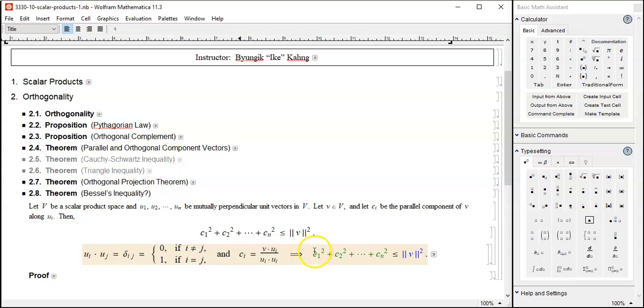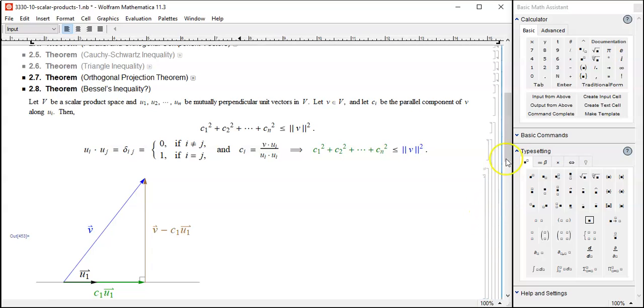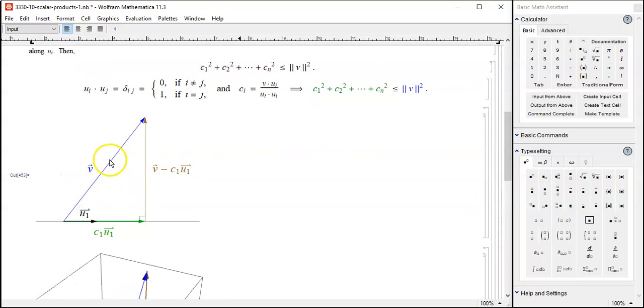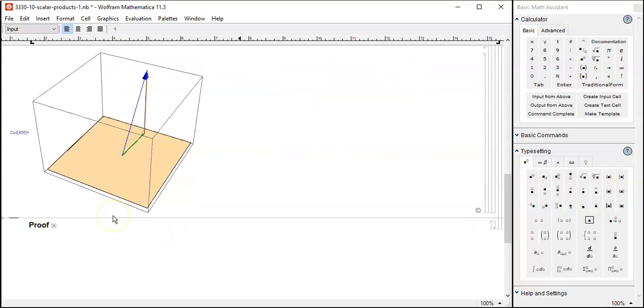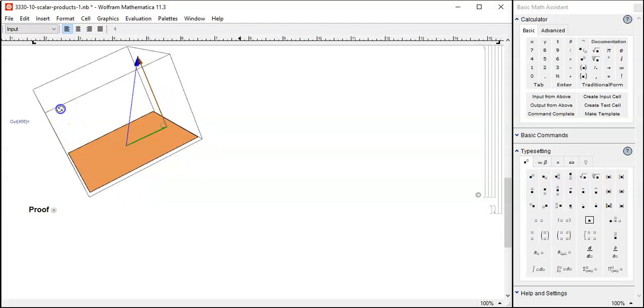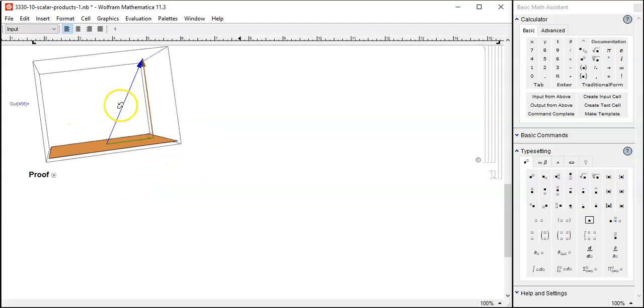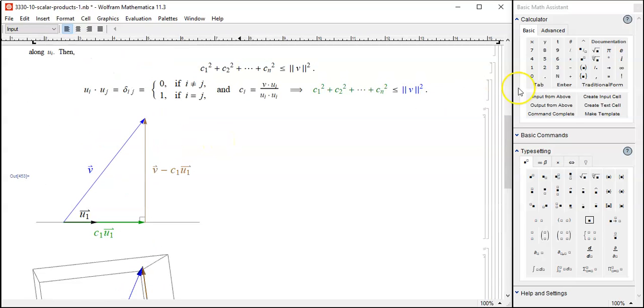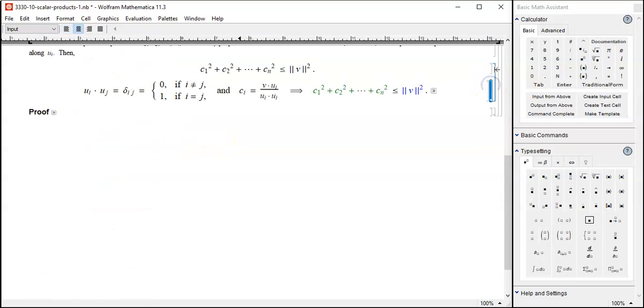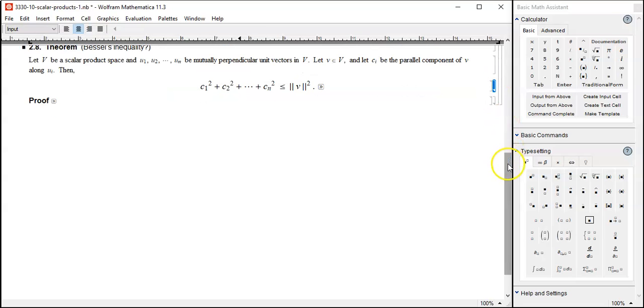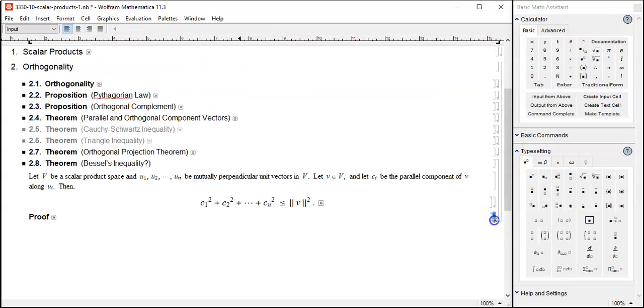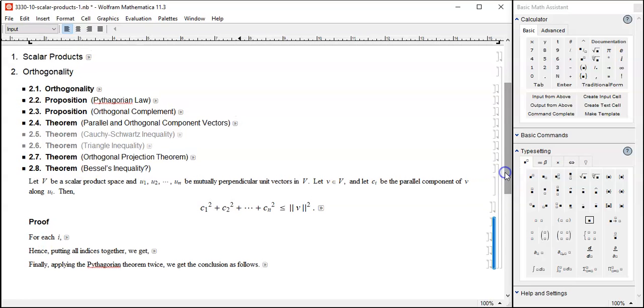In that case, c1 squared plus c2 squared all the way up to cn squared is less than or equal to the norm of v squared, as you saw in these kinds of visualizations. You see, the hypotenuse is longer than the side. The hypotenuse is longer than this green side. How do we prove it?